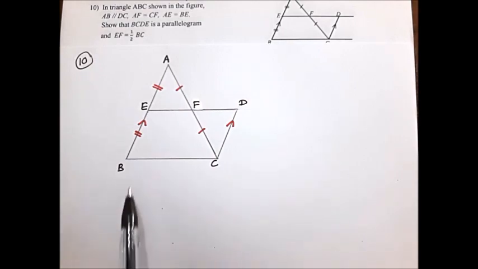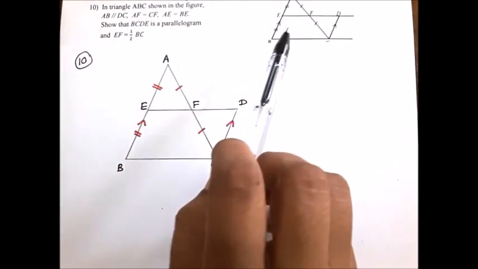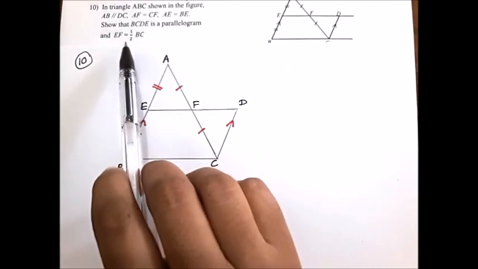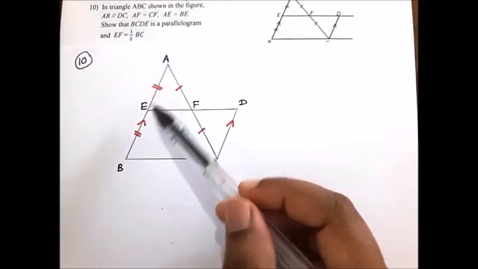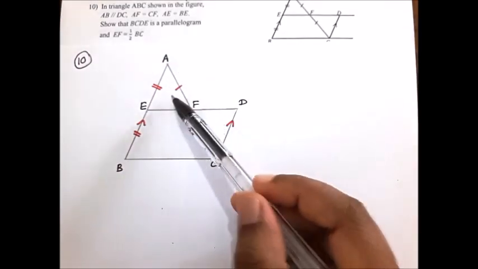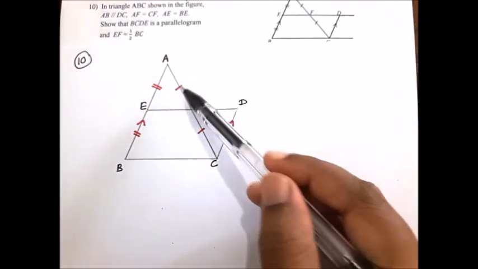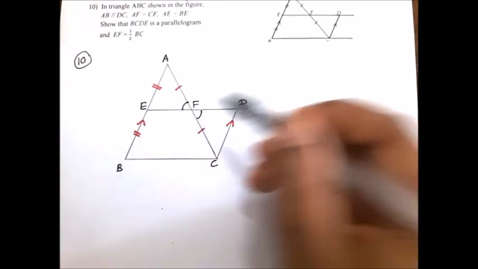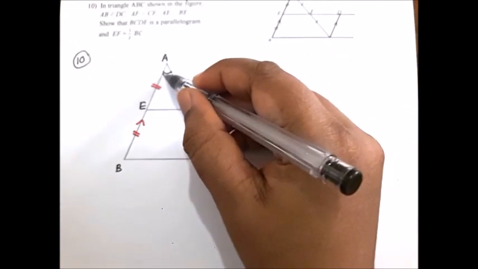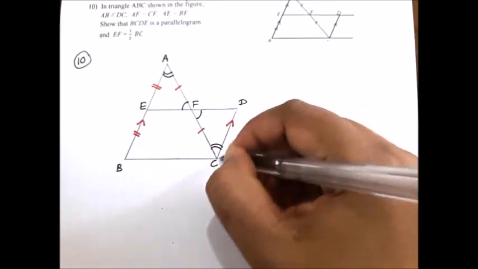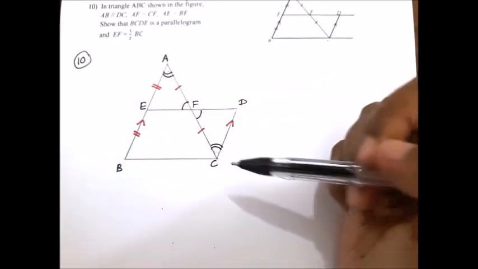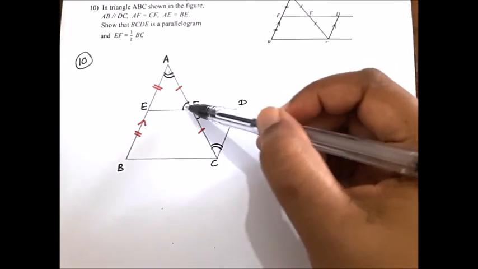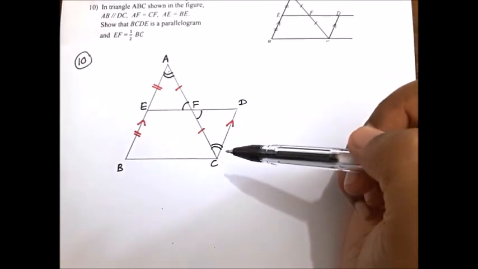Now look at the 10th question. This data is marked on this diagram, you have to show that BCDE is a parallelogram and EF equal to half of BC. First prove these two triangles congruent. Here AF equal to FC. Now these two are vertically opposite angles and these two are alternate angles. These two lines are parallel, so you can take these two as alternate angles. Triangles are congruent. Congruent case is angle, side.